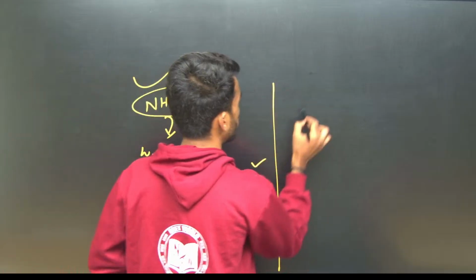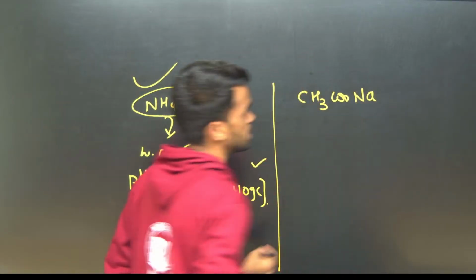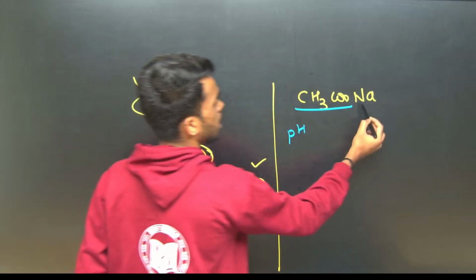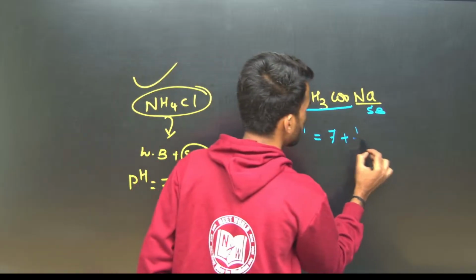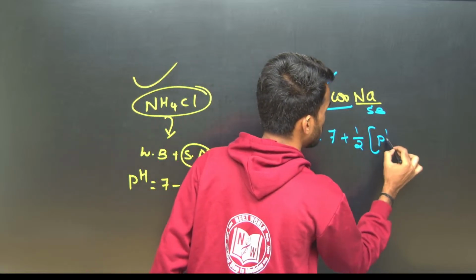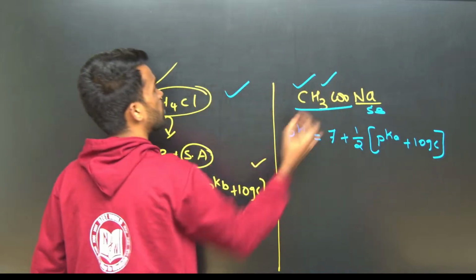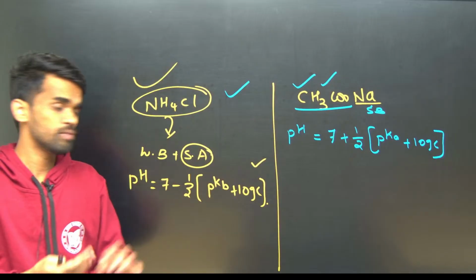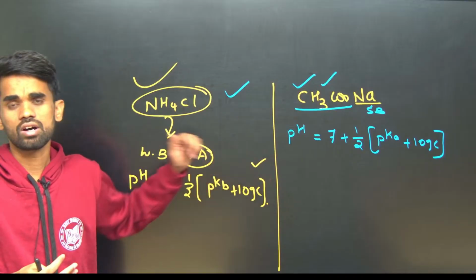If it is formed from a combination of weak acid plus strong base, like sodium acetate is given, so what pH formula should you use? This is a salt formed from weak acid and strong base, so pH is definitely greater than 7. So 7 plus half into pKa plus log C, since for weak acid we have Ka, so take here pKa. That's it. These are the two important formulas you can remember for solving questions related to salt hydrolysis of weak acid strong base, or strong acid weak base kinds of salts, okay?